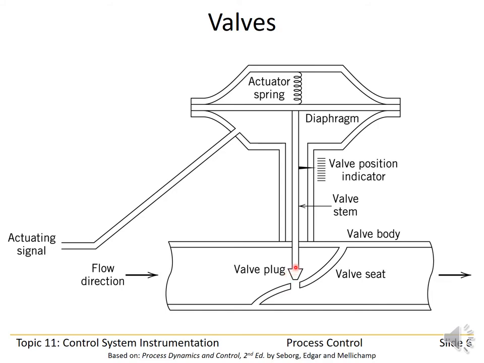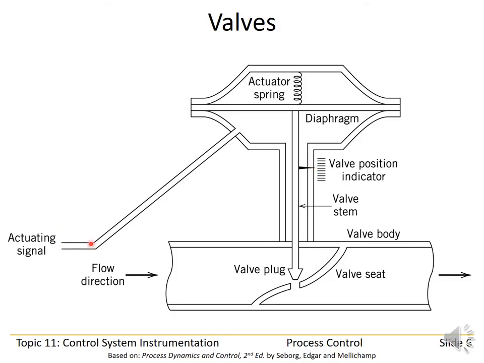And you can see as the valve stem rises, the valve opens, and more fluid can flow through the valve. The actuating signal is introduced here, so if the air pressure increases, the diaphragm will be deflected upwards, the valve stem will rise, and the valve will open. The valve position indicator is a physical indicator indicating the valve stem position, so if you are looking at the valve, all this part is sealed up, but you can still see the valve position indicator. You can tell by looking at the valve how far open or closed the valve is.